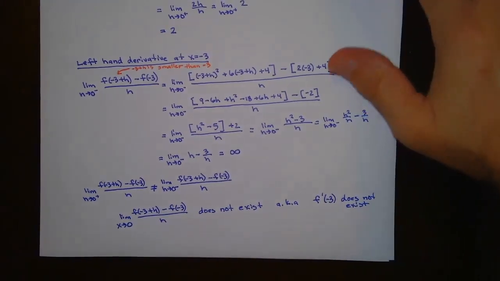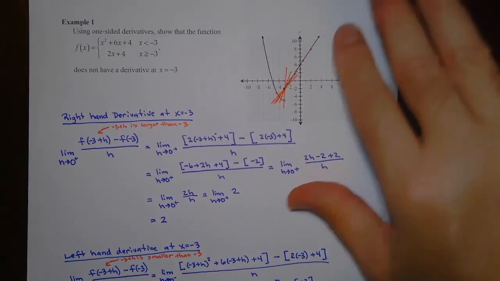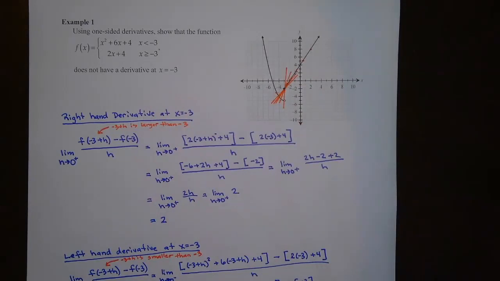Okay, let me slide it up. Hopefully you guys are having fun. So that's, it doesn't have a derivative at x equals negative 3, and that's what we showed, okay? All right, because we said that limit doesn't exist because of the one-sided limits.